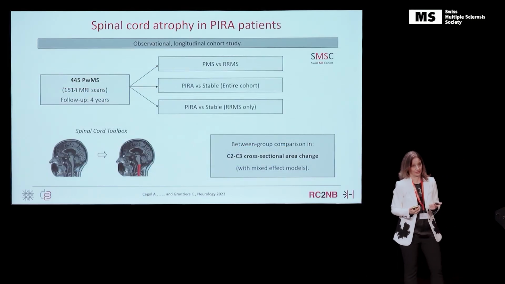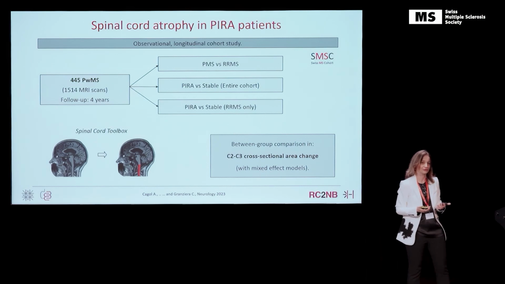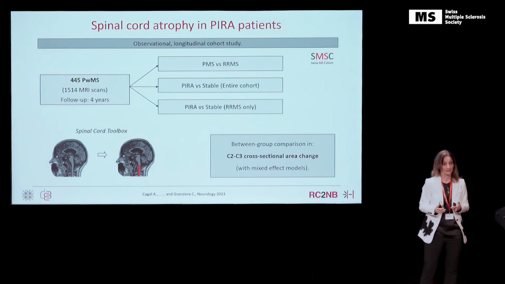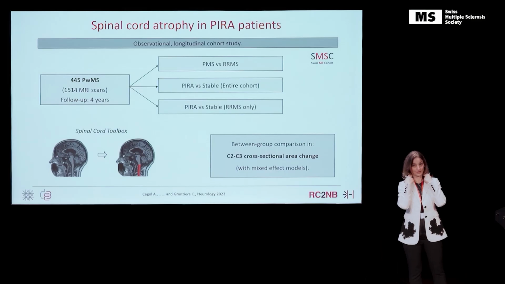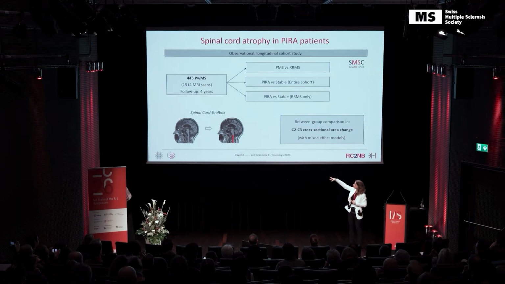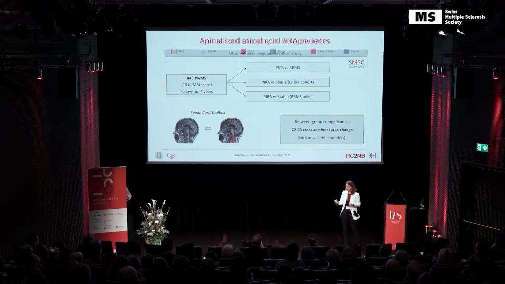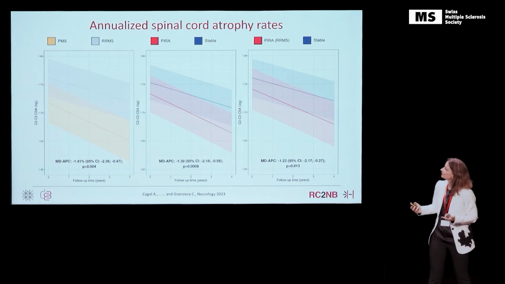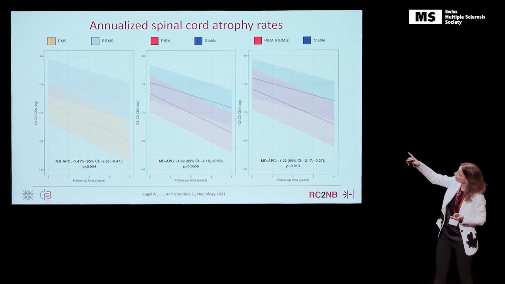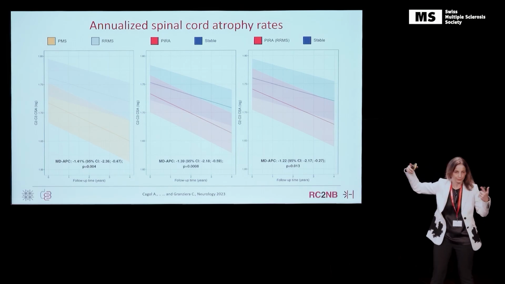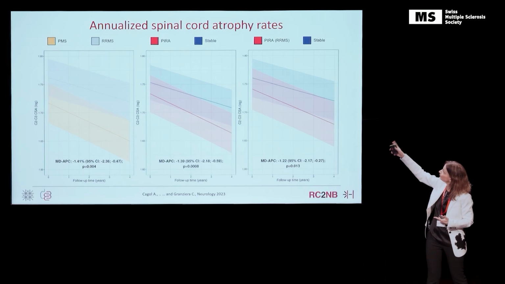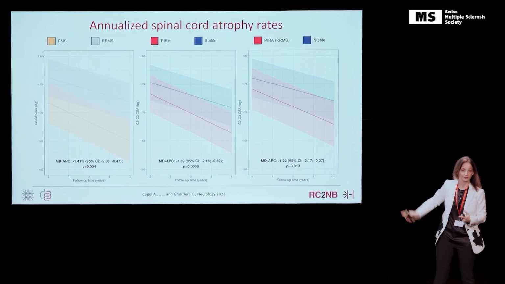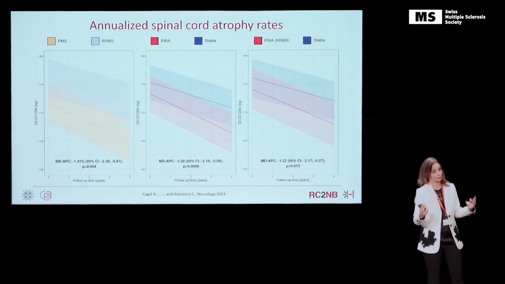And last, the spinal cord. We always forget the spinal cord. It's not so easy to image the spinal cord. We don't collect it in the SMSC, but we have the brain. And the brain images are coming down to here. So you see that we can analyze a little piece of the spinal cord, which is enough. This is the C2, C3 cross-sectional area. And we found, again, that this C2, C3 spinal cord area is reduced in progressive MS patients compared to relapsing remitting, expected, but also in PIRA versus stable, and also in the PIRA versus stable in the RRMS subgroup.